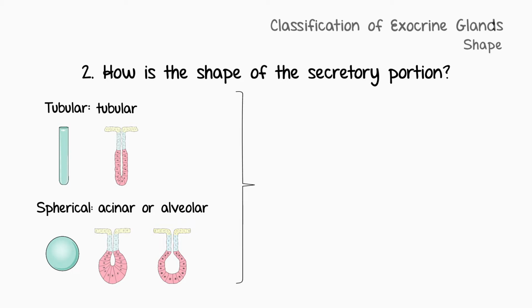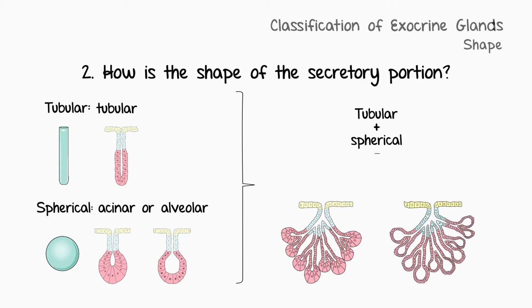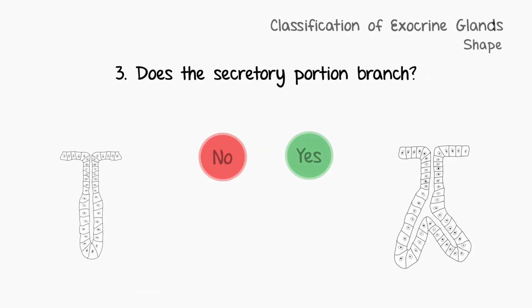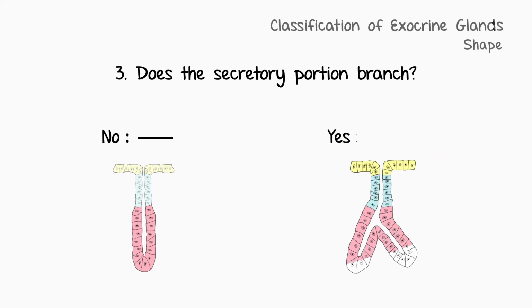There are glands which come in 2 shapes in the secretory portion: tubules and spheres. They are called tubuloacinar or tubuloalveolar exocrine glands. The secretory portion may also branch or not. If it does not branch, no specific term is used to refer to the gland. But if the secretory portion does branch, the exocrine gland is designated branched.